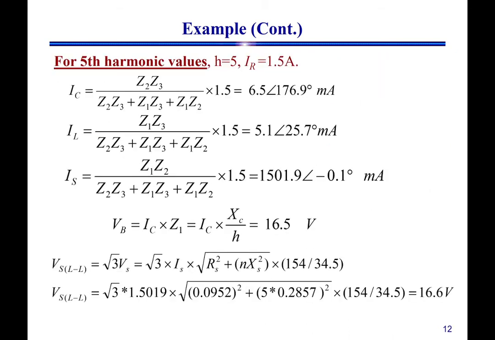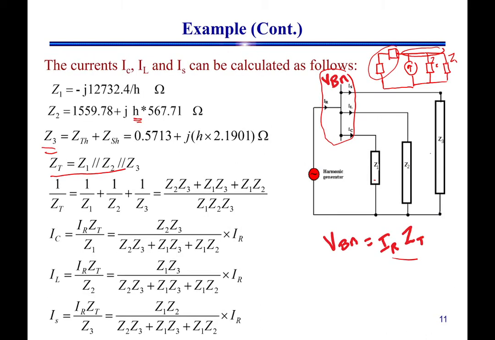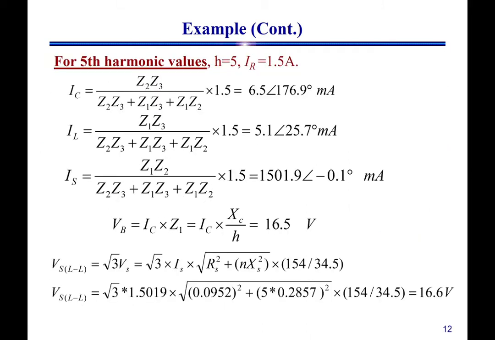Okay, so those will be the values. And again, if we would like to find the voltage at this node, it will be either those impedances in parallel times the total current, or, for example, IC times Z1, or IL times Z2, or IS times Z3. This is what we did over here, and the value will be 16.5 volt.